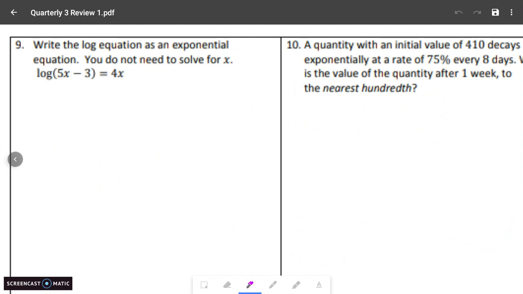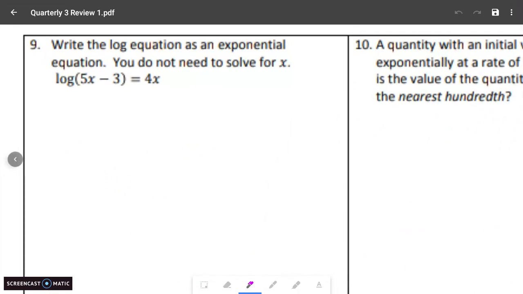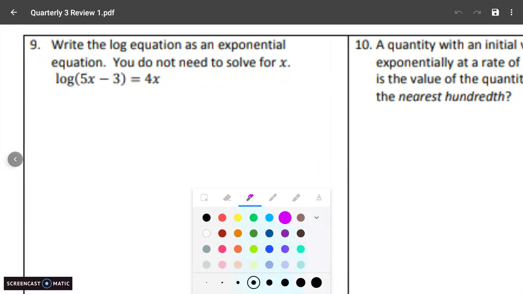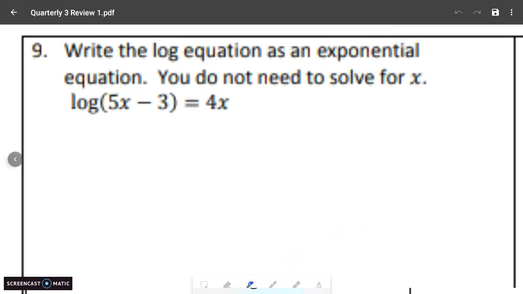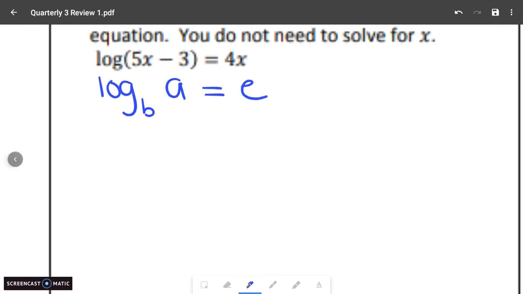Write the log equation as an exponential equation. You do not need to solve for x. So for 9 here, remember we're talking about log base, but something's different about this one, right? There's no small base that's shown. If there's no small base shown, remember we assume that the base is 10. So if it's not there, we assume it's 10.